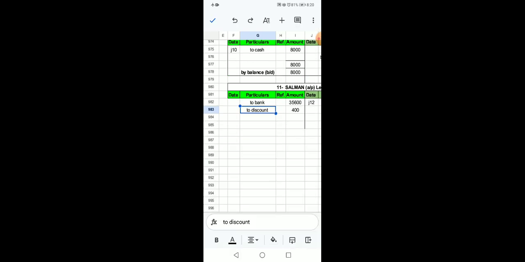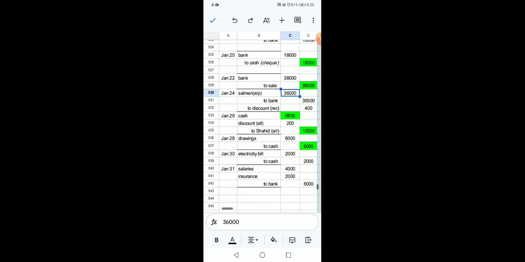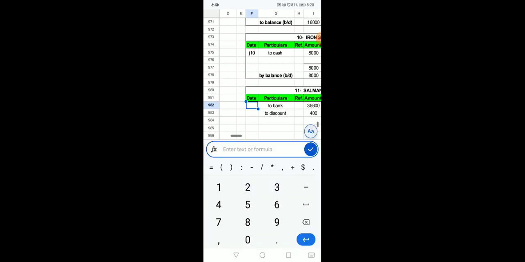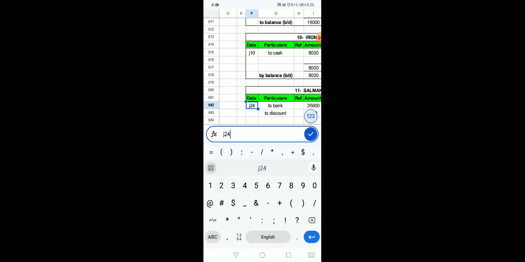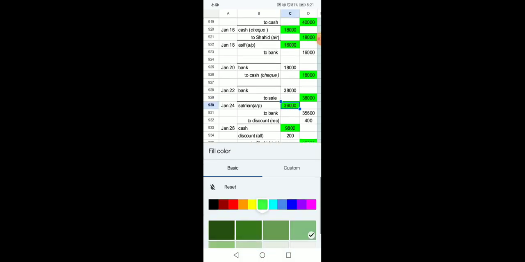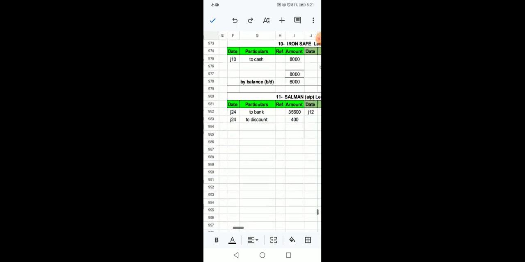Now we will see we have debited Salman with 36,000. Here Salman is debited by 36,000 and we will see its date, January 24. For both references, the same date will be used, that is January 24 we will write for bank and January 24 we will write for discount as well. Posting for 36,000 January 24 Salman is completed, so you may mark it as done. So Salman's entry is completed. Let's see if Salman is present anywhere else. No, it means posting for Salman is completed.